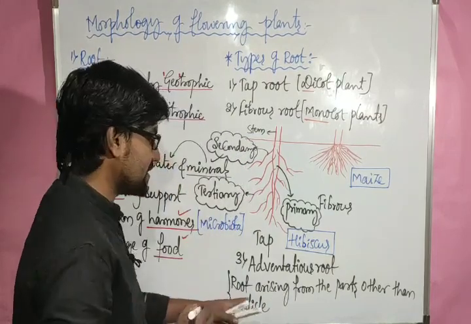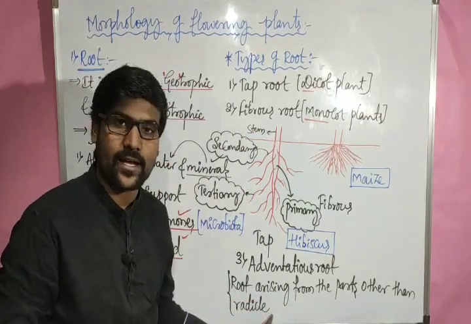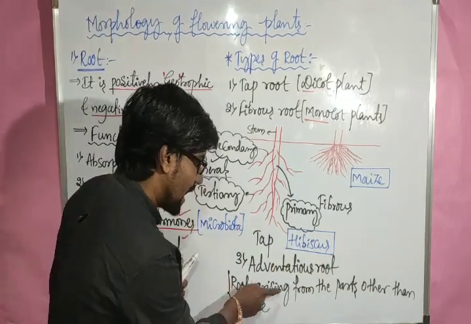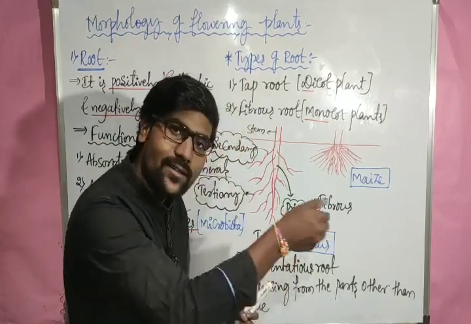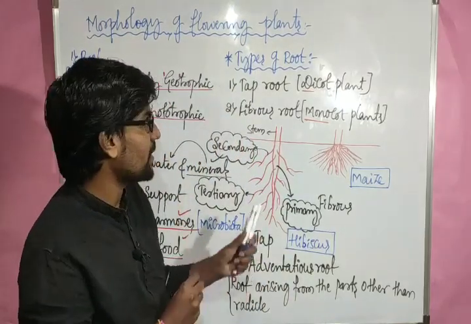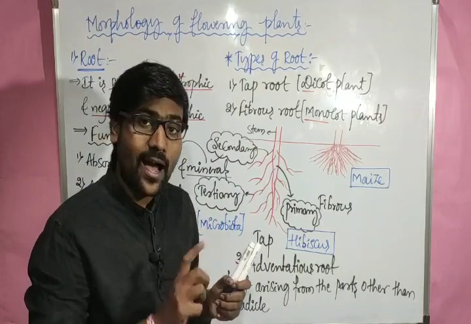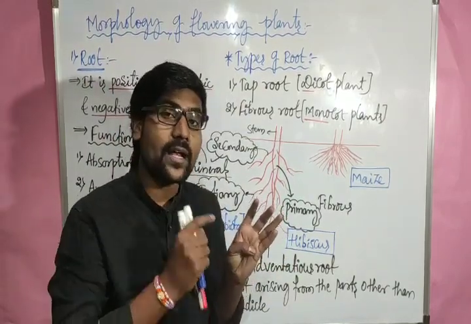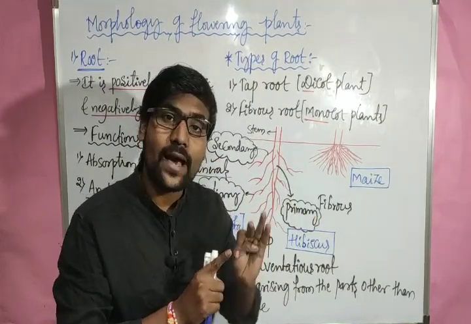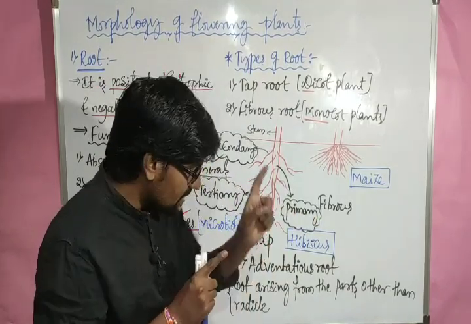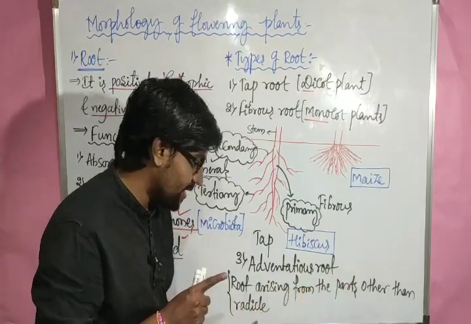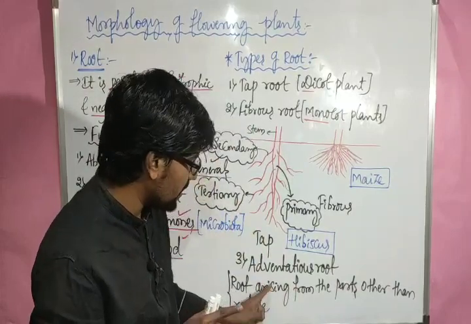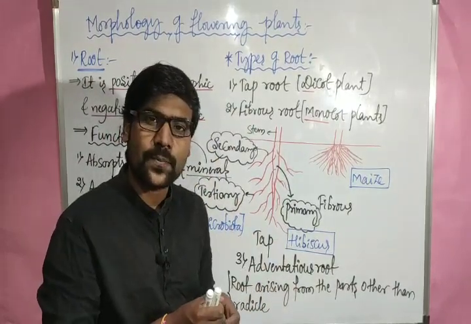Yes, so this is a definition for adventitious root. Adventitious means root arising from the parts other than the radicle. Other than the radicle, that means from the stem root may arise, from the leaf root may arise. So such kind of roots, arising from any part of the plant other than the radicle, we call adventitious roots.